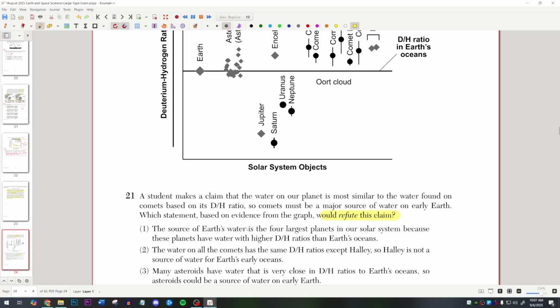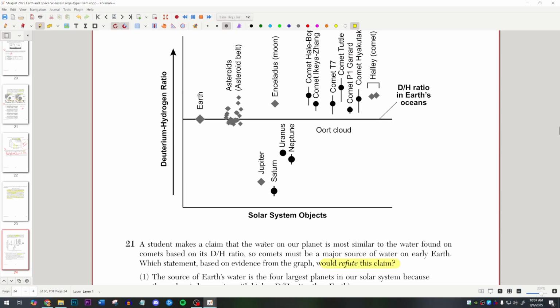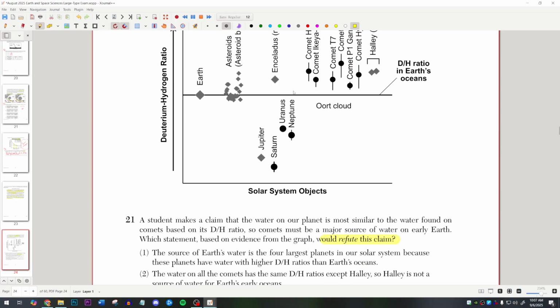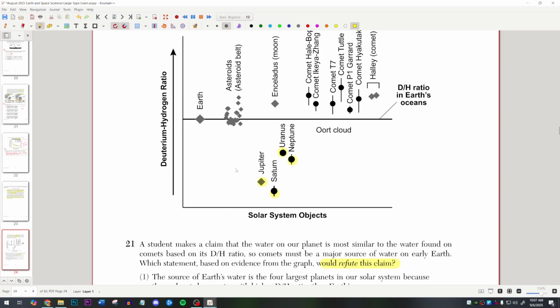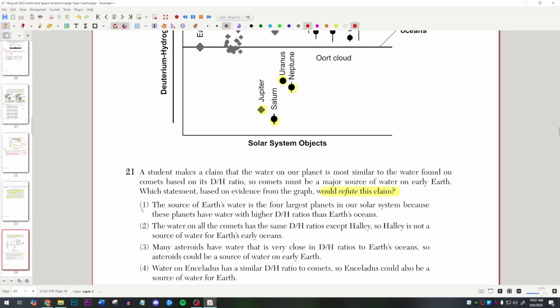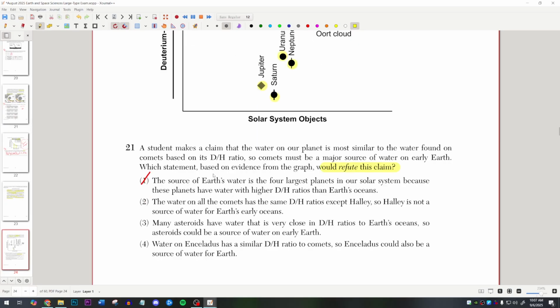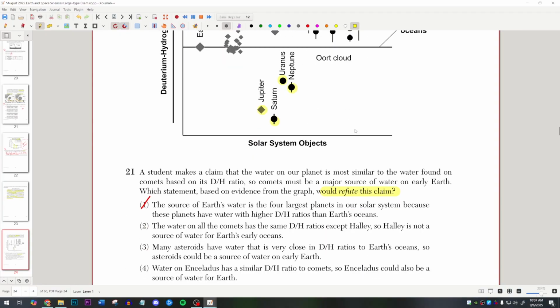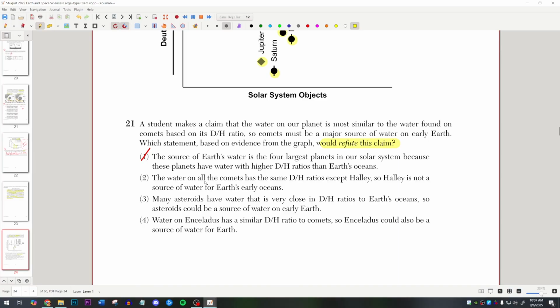The source of the water is the 4 largest planets in our solar system because these planets have water with higher DH ratios. The 4 largest planets are here. Okay, so they have low ratios. So that's not right. Let's try to see if any of these are obviously correct before we deal with how much wording, and this is just a jumbled mess. The water on all the comets has the same DH ratios, except Halley. So Halley is not the source of water.